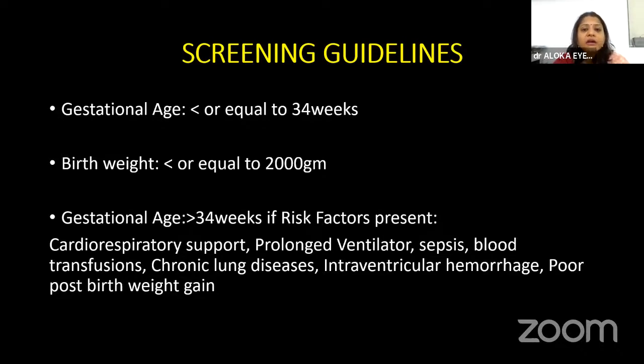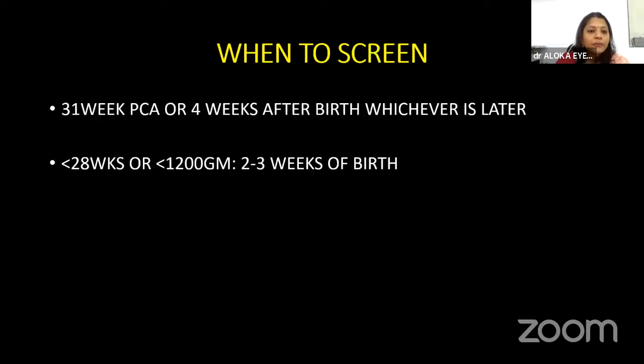Like I told you, in India, we are seeing ROP in quite bigger babies. So a gestational age of less than or equal to 34 weeks and birth weight of less than or equal to 2 kgs is when we should be screening for ROP. If the gestational age is more than 34 weeks, but there are other risk factors like we discussed, cardiorespiratory support was required, prolonged ventilator, sepsis, blood transfusions, chronic lung disease, intraventricular hemorrhage, or poor post-birth weight gain, these are the babies that you should be screening for ROP.